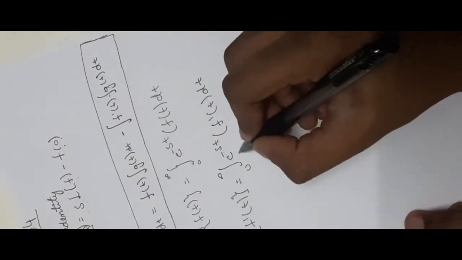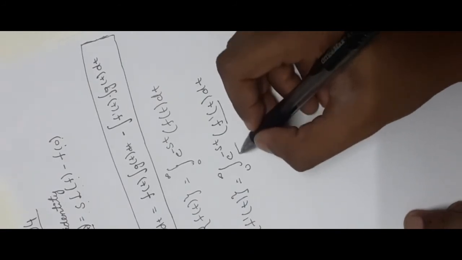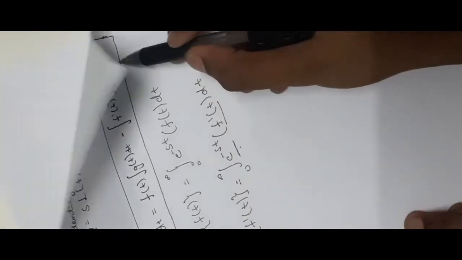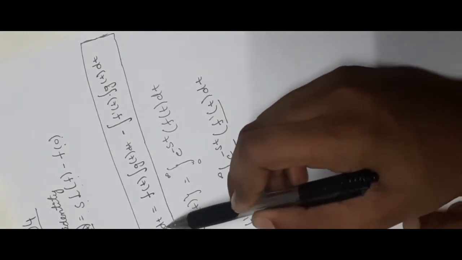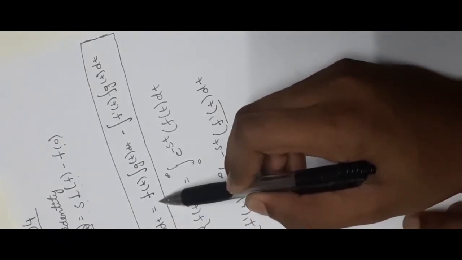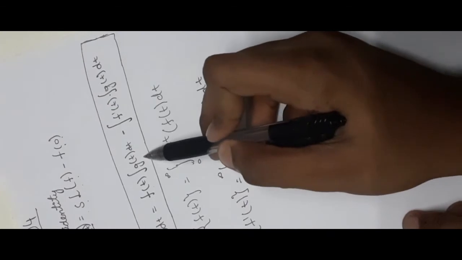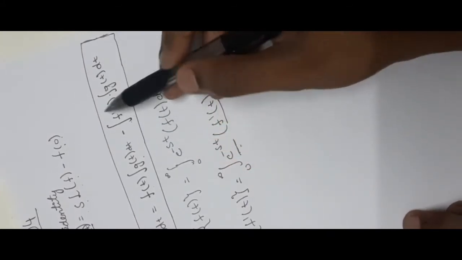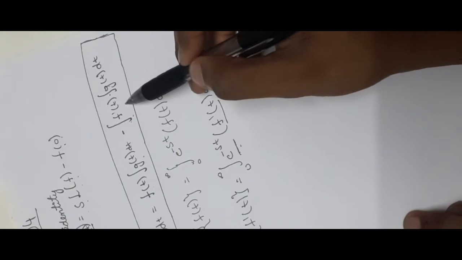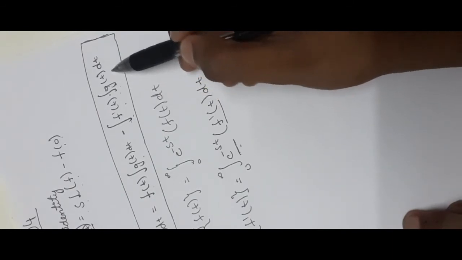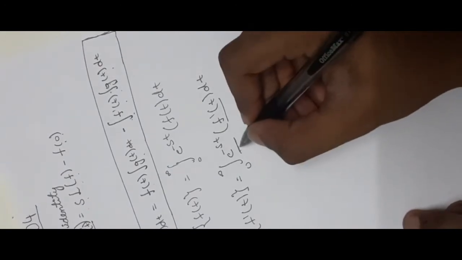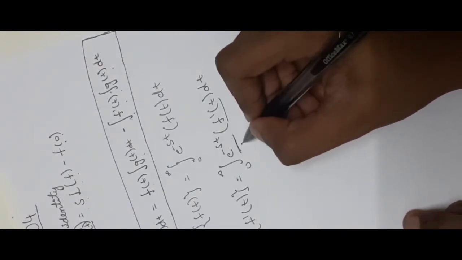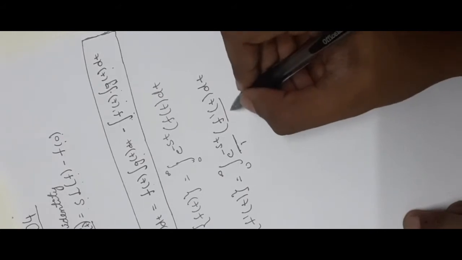So it is in the form of UV, integration by the product rule. This is the formula for the product rule I have written earlier itself. Integral of f of t into g of t dt is equal to first function into integral of second function minus integral of derivative of first function into integral of second function. So I am taking e to the power minus st as the first function and f dash of t as the second function.